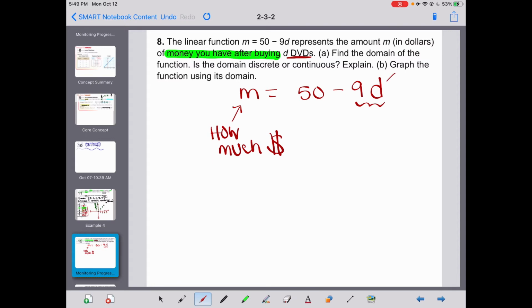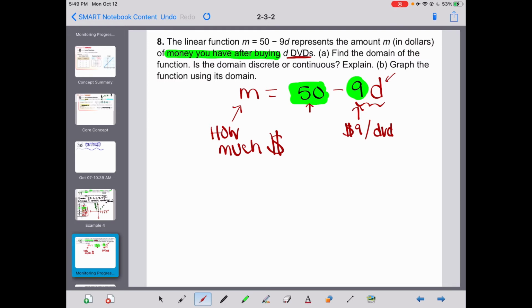This part right here, the D stands for number of DVDs. The number in front of the variable D is the rate per DVD, meaning the cost is $9 per DVD. Pause the video and think about what this 50 represents if it's subtracting 9 per DVD that I plug in. So you should have made a little guess before we continue. This right here is going to represent how much money I begin with, and I'm going to subtract $9 each time I buy a DVD.